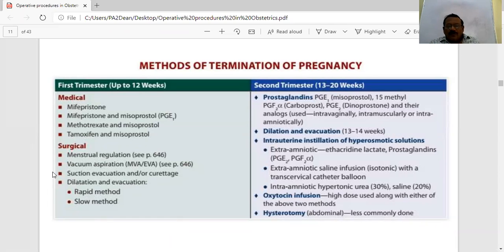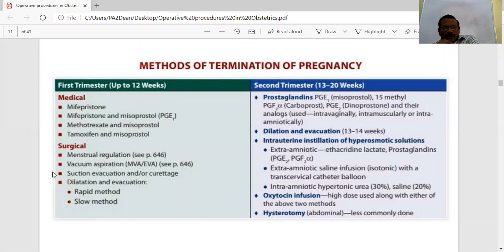Then intrauterine instillation of hypertonic solutions, like extra-amniotic ethacridine lactate and prostaglandins. Extra-amniotic saline infusion, isotonic, with a transcervical balloon catheter, that is a Foley's catheter, we can put. Then intra-amniotic hypertonic urea 30% or saline 20%, we can do intra-amniotically. Then oxytocin infusion, high dose, can be used along with either of the above two methods, in conjunction with intrauterine instillation of hypertonic solution, 30% urea or 20% hypertonic saline.